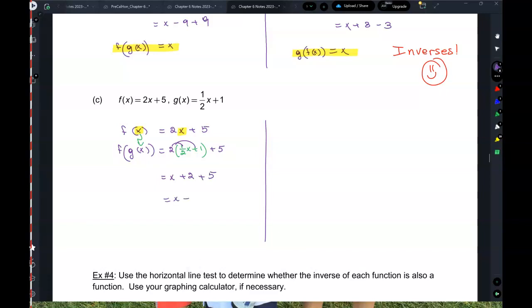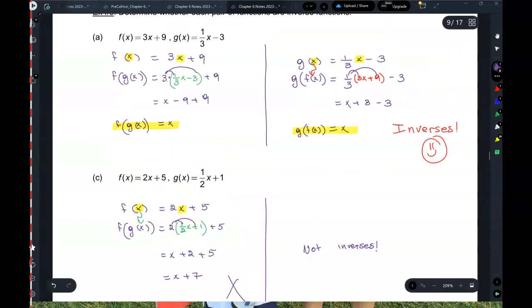What does that give you? X plus 7. Is that x? That's not x, so it fails. You stop. It has to be x. It's an all or nothing deal. You stop and you say not inverses. It doesn't work on one side, doesn't work on the other. Absolutely. It's an all or nothing deal.